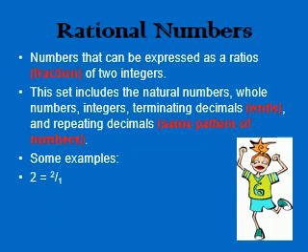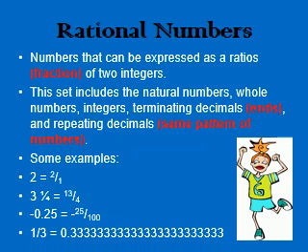Here are some examples. I can write 2 as 2 over 1, 3 1/4 as 13 over 4, -0.25 as -25 over 100, and 1/3 is 0.33333. That's an example of one of those repeating decimals.